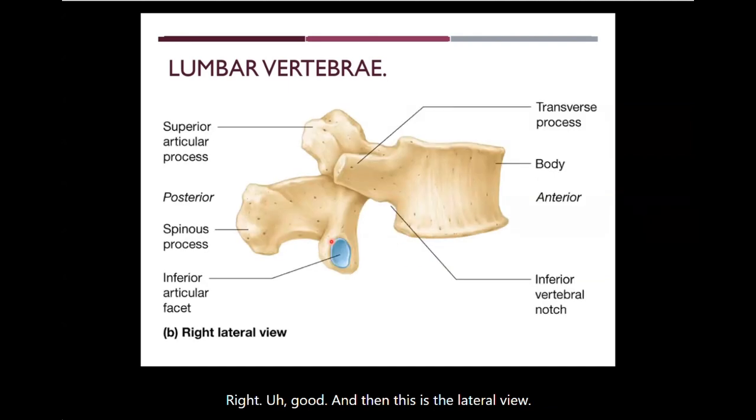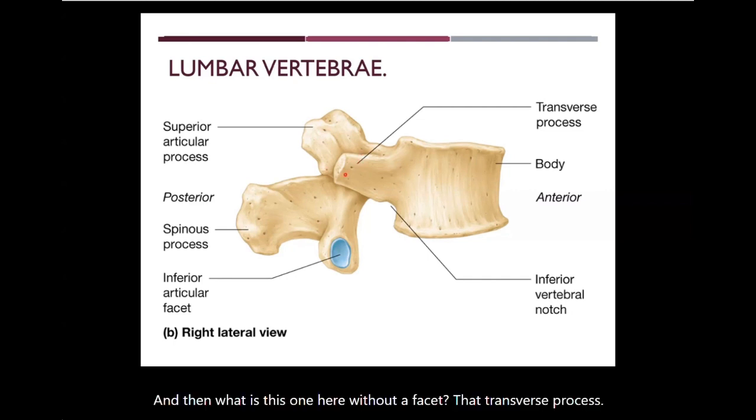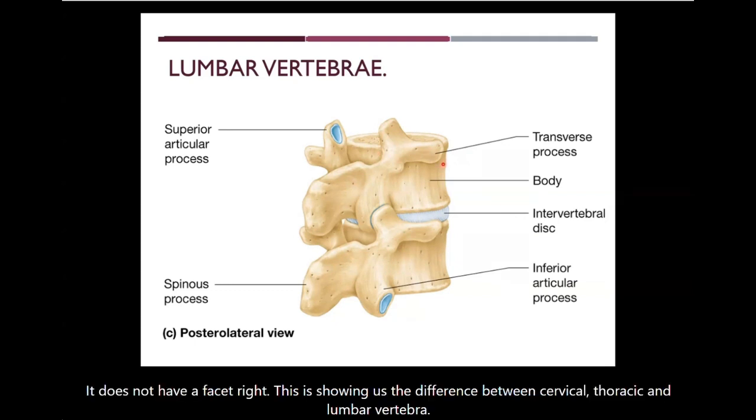Good. And then this is a lateral view. So do you see the big body, right? The spinous process, the moose face. They have the articular facets, superior and inferior process, and the facets so that we can stack them on top of each other. And then what is this one here without a facet? The transverse process, okay? And then if we put them on top of each other, this is what it looks like. And this is how the transverse process is here. It does not have a facet, right?